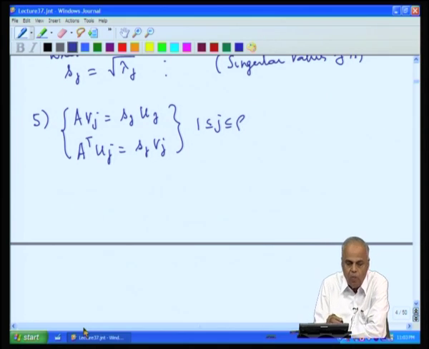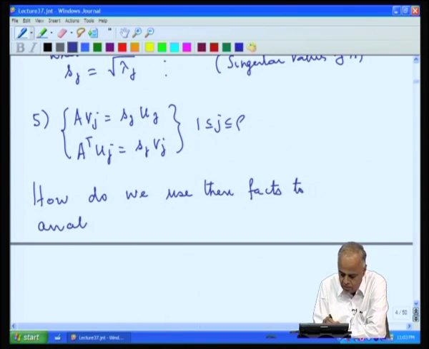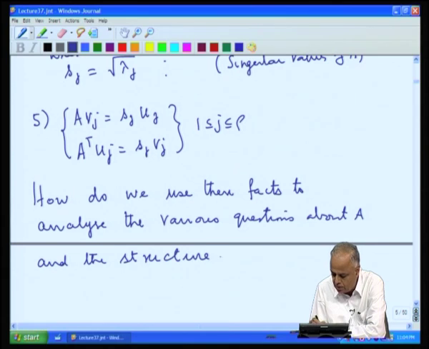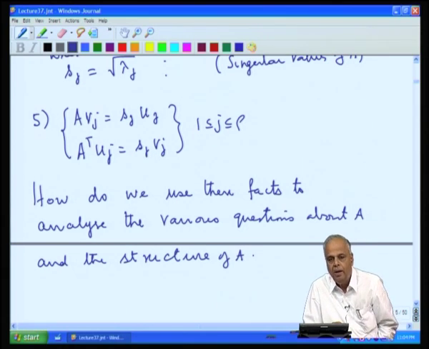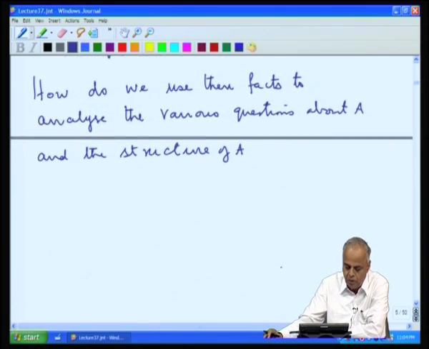Now, we shall see how we use these facts to analyze the various questions about A and the structure of A. So, we would like to look at the general structure of an m by n matrix, and we want to look at the answers to the various questions that we raised about the matrix A. To this end we shall now begin our analysis, using these facts, of a general matrix.